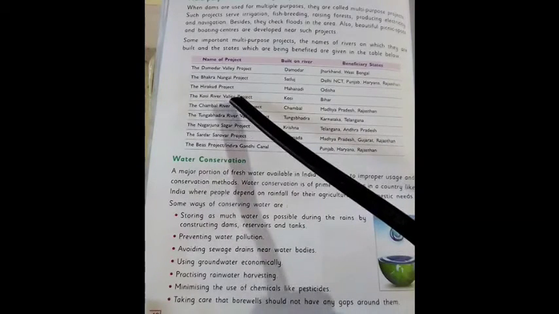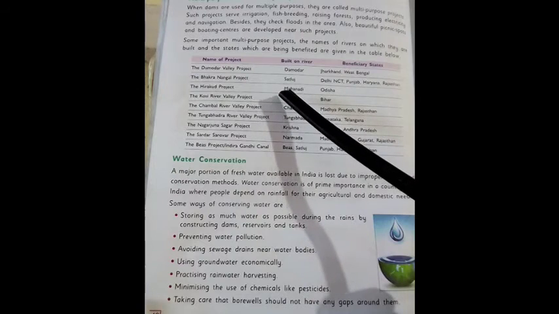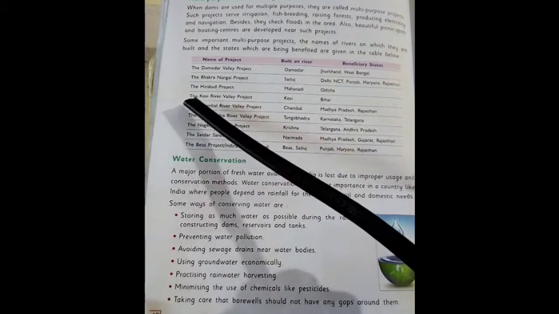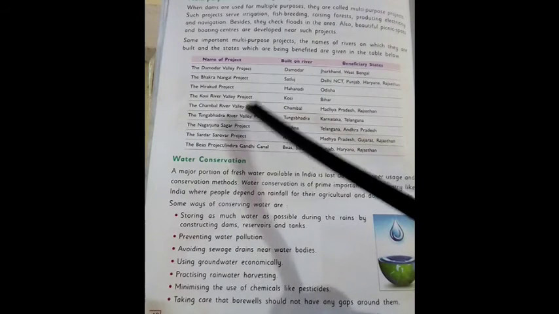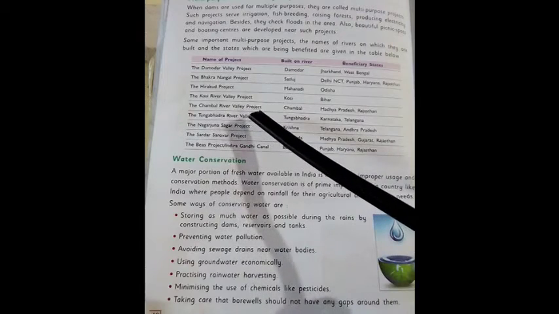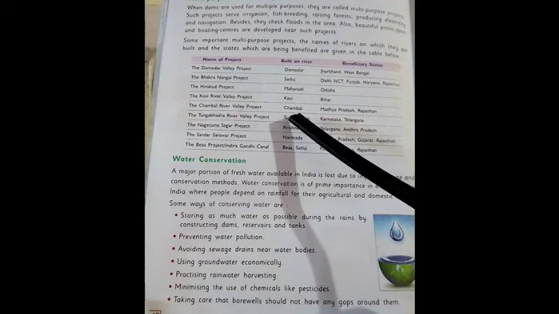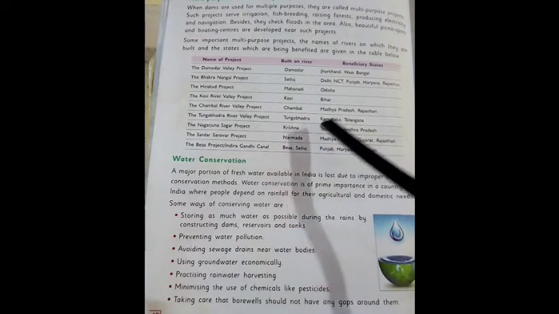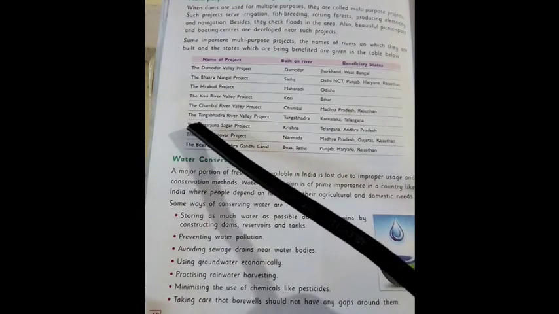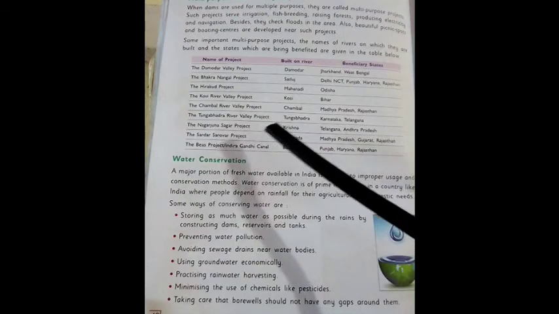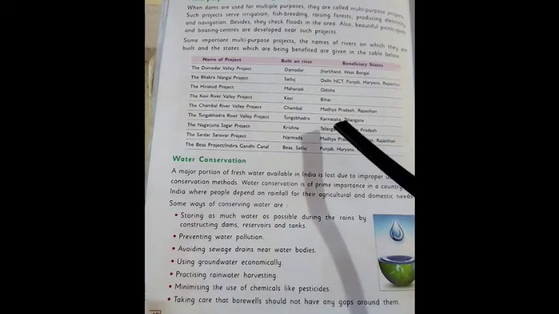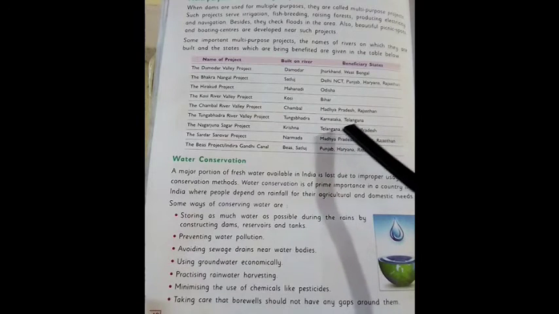The Hirakud project is on the river Mahanadi, in Odisha. The Kosi River Valley project is on the Kosi River, in Bihar. The Chambal River Valley project is on the river Chambal, in the states of Madhya Pradesh and Rajasthan. The Tungabhadra river valley project is on the Tungabhadra river, in Karnataka and Telangana.